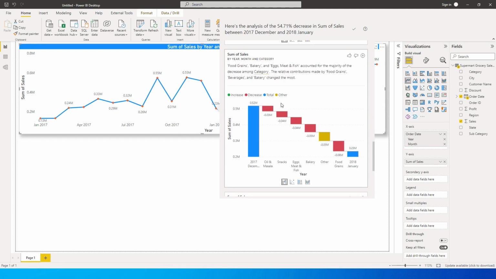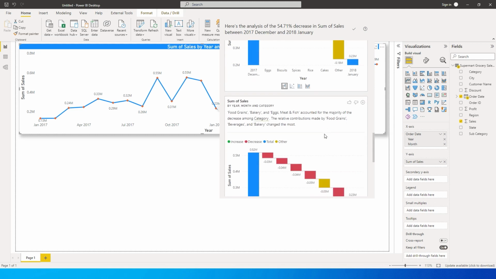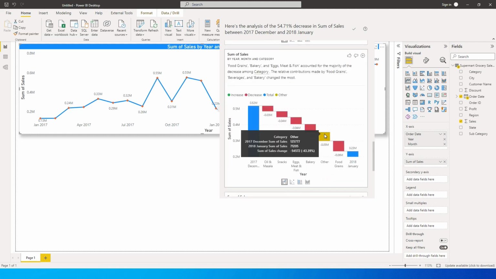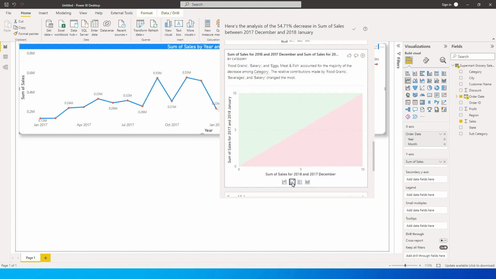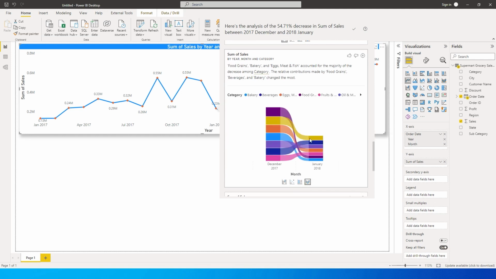The next chart over here is talking about the decrease in the categories. These are the major categories. Food grains, bakery, eggs, and meat and fish are the major categories where we've seen a huge drop in sales. Now, all of these are waterfall charts, and if you want to look at a different chart, you can also click on these icons over here. We have a scatter chart. We have a stacked column chart, and then there is also a ribbon chart that you can see and visualize the data with.